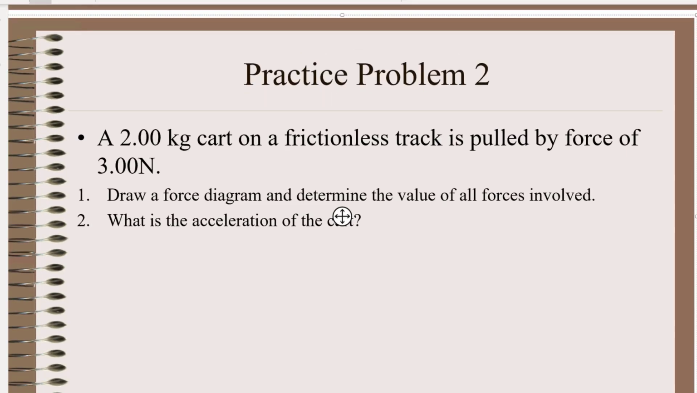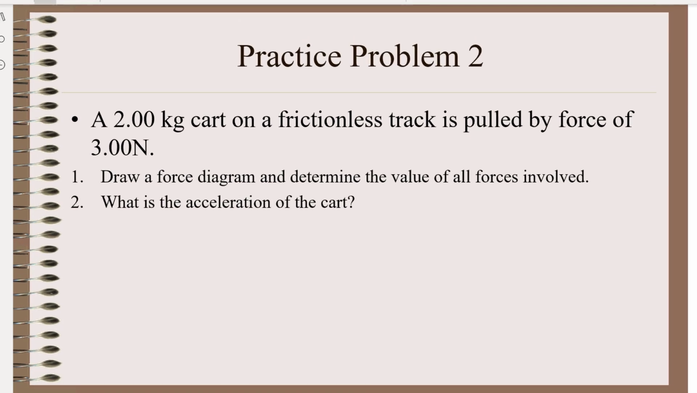Let's try another one. A 2 kilogram cart on a frictionless track is pulled by a force of 3 newtons. So let's draw a force diagram. We've got a cart, so force of gravity, and again, I can take my mass and multiply it by 10 to get that value of 20 newtons. The track is going to apply a normal force, also 20 newtons. We do have a pull off to the side here that causes the acceleration, and we know that it is 3 newtons. Calculate the acceleration of the cart.